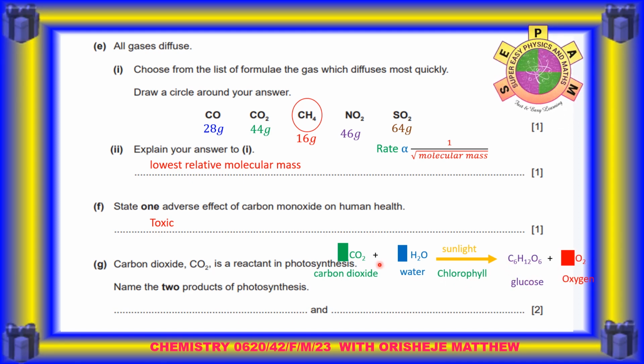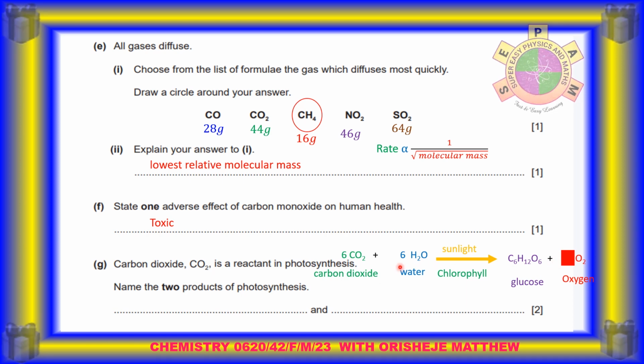Now let's learn how to balance this equation. If you look at glucose, how many carbons do we have? We have 6 atoms of carbon. Here we have 1, so put 6 molecules. That balances the number of carbons. Then how many atoms of hydrogen do we have here? 12. Here we have 2. So divide 12 by 2, that gives 6 molecules. So carbon is balanced, hydrogen is balanced.